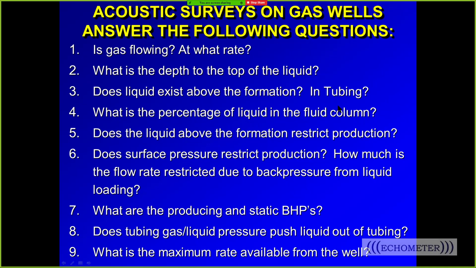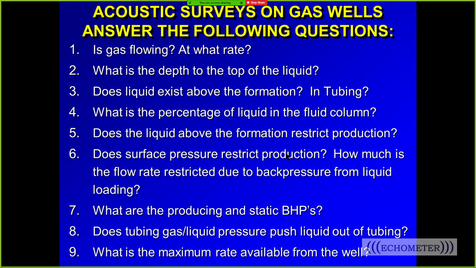We use the Echometer S-curve to calculate the liquid in the fluid column. If there's liquid accumulation in the tubing, it's going to cause the casing pressure to be higher and to support that liquid in the tubing, and it's going to restrict the flow out of the formation. So we can see that. So we can see this idea of pressure. If the pressure's high, it's going to push all the liquid out.